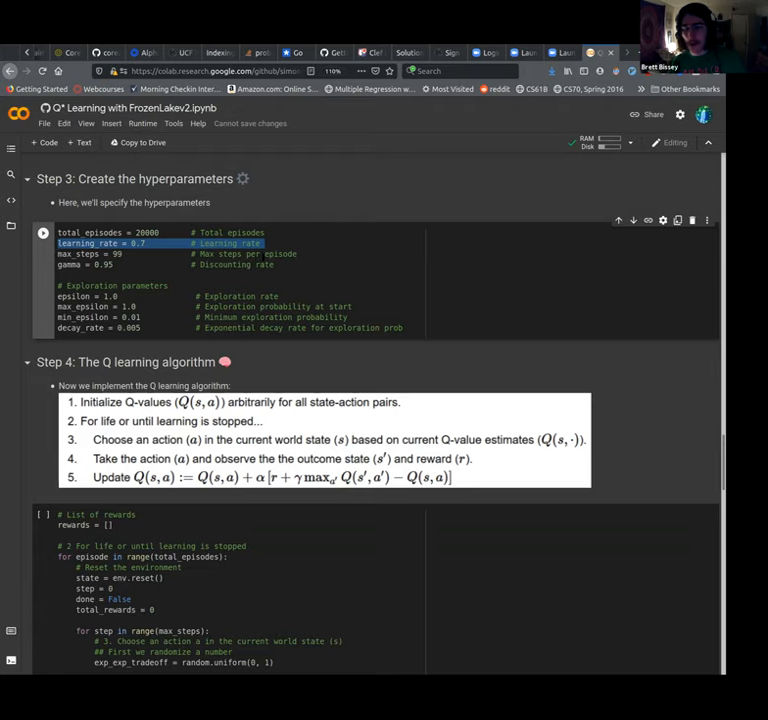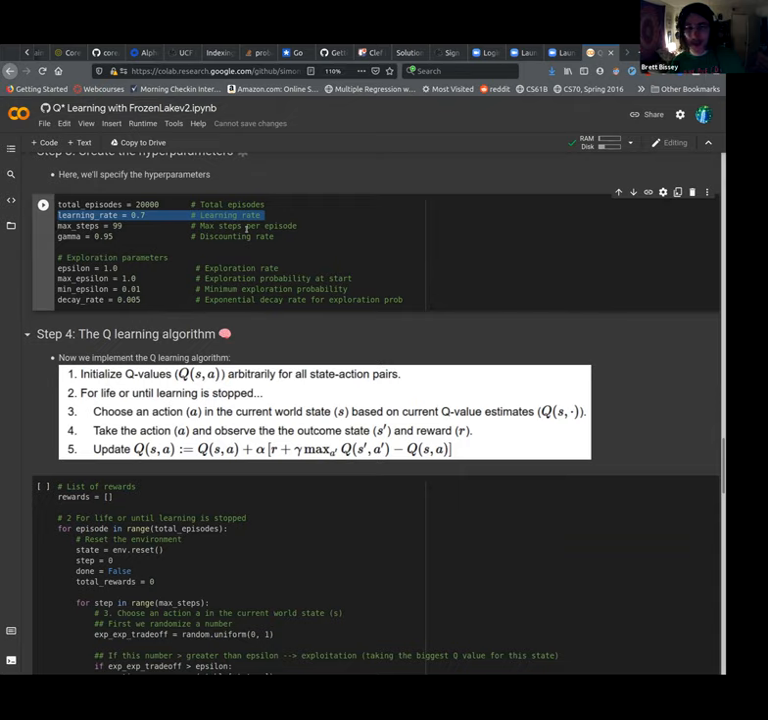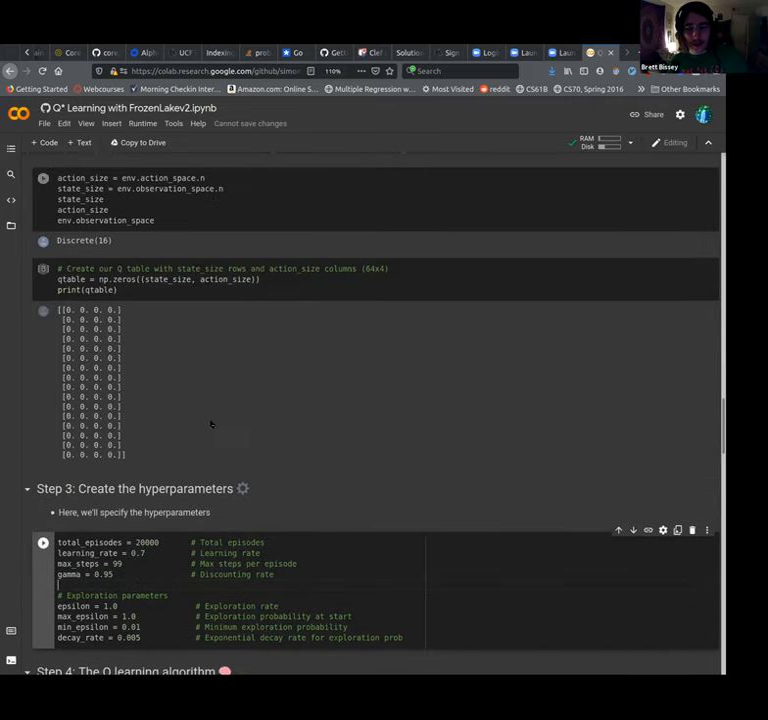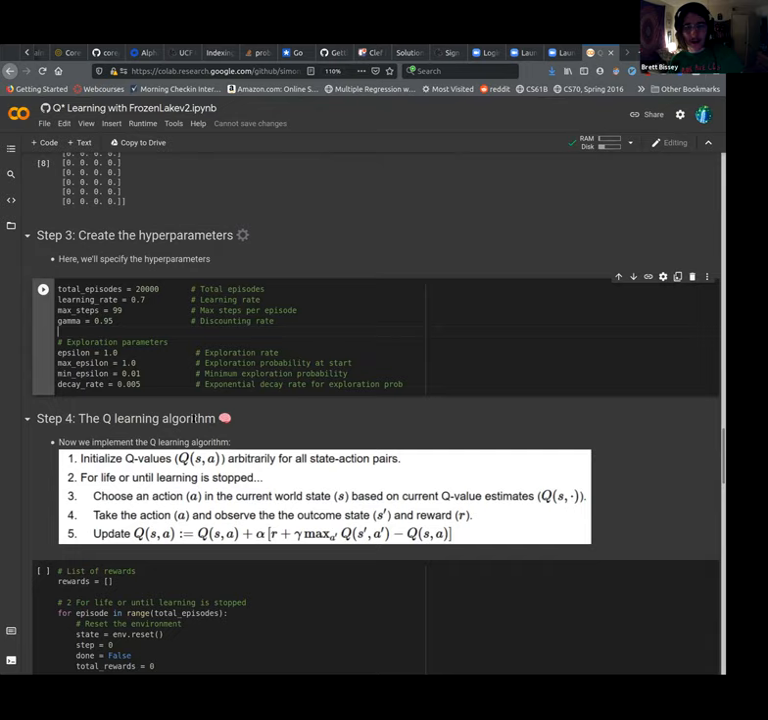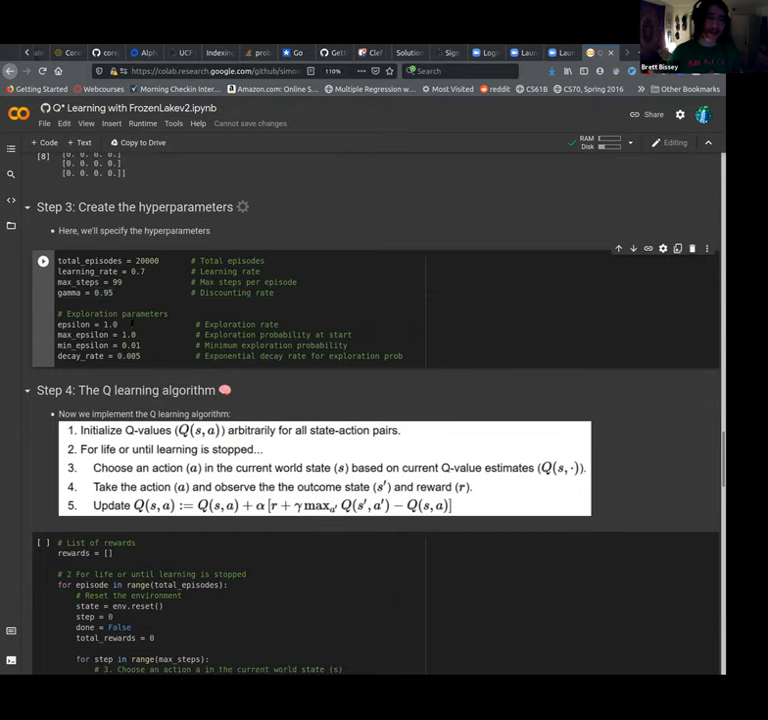Max steps means we're only going to allow 99 actions per game, and then we're going to stop the game. The discounting rate is like if you have one trace through the grid, one state after the other, you're going to discount the reward back through that trace. So if you go down this trace, you discount it back up, and each state you go back up, you multiply by 95%. And that scales your reward throughout.